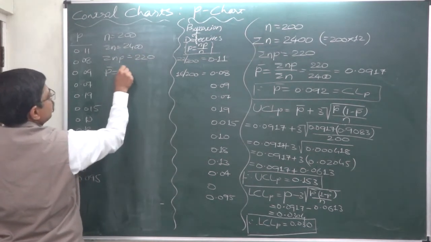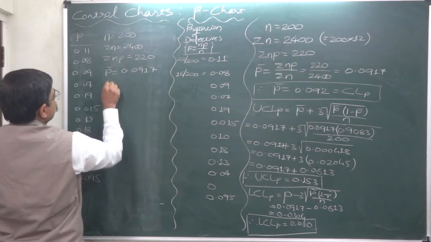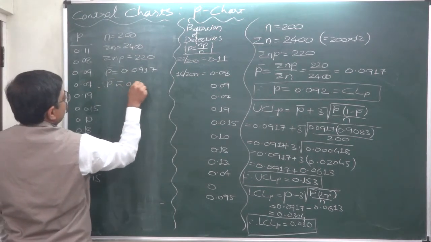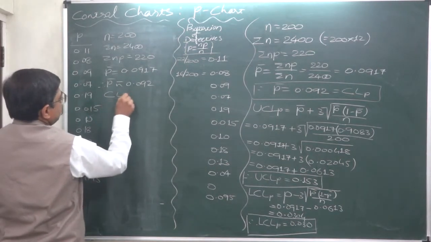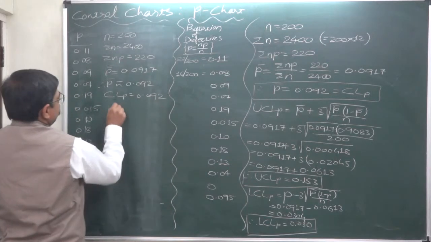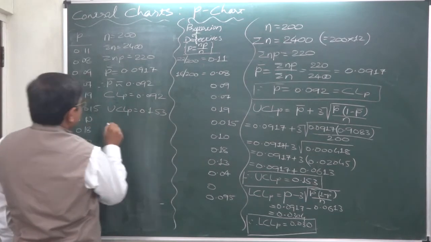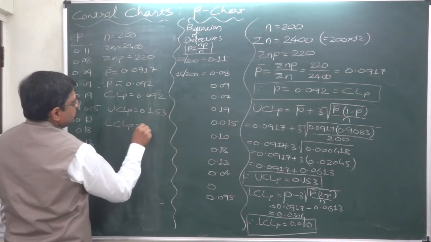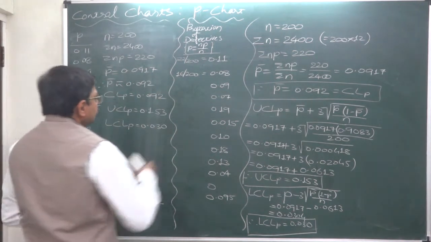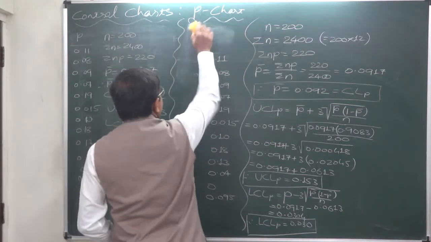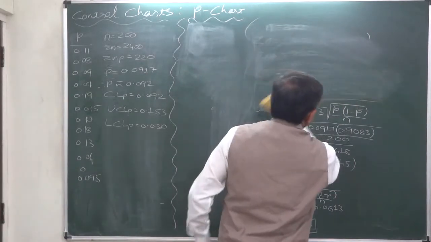P bar we calculated as 0.0917 and we are going to take it as 0.092 because of limitations of our graph paper. Okay. So our central line came to 0.092, upper control limit came to 0.153 and lower control limit is 0.030. Okay. Now we are in a position to draw the control chart, P chart or control chart for proportion of defectives.